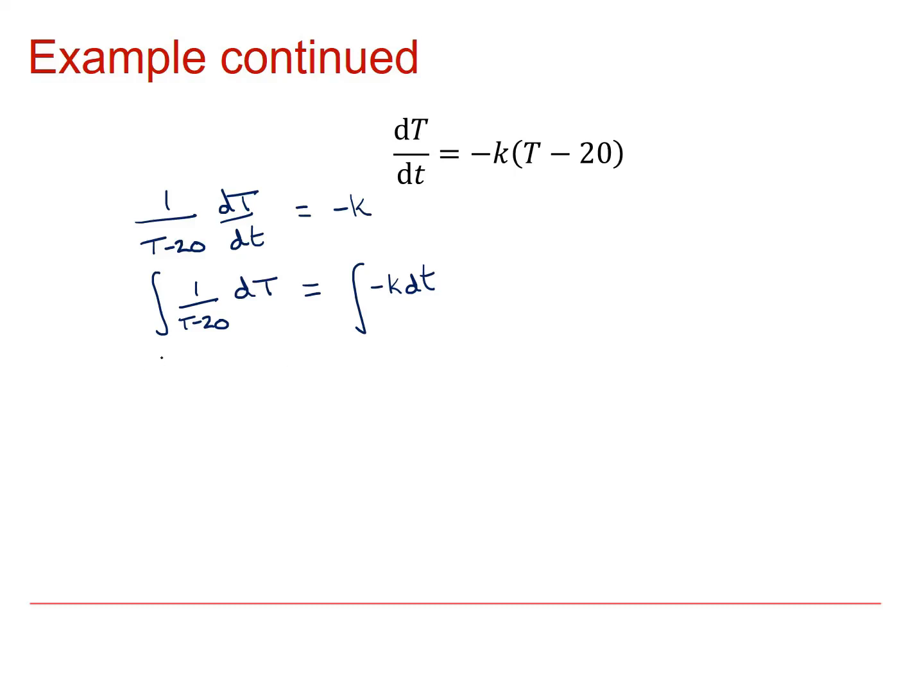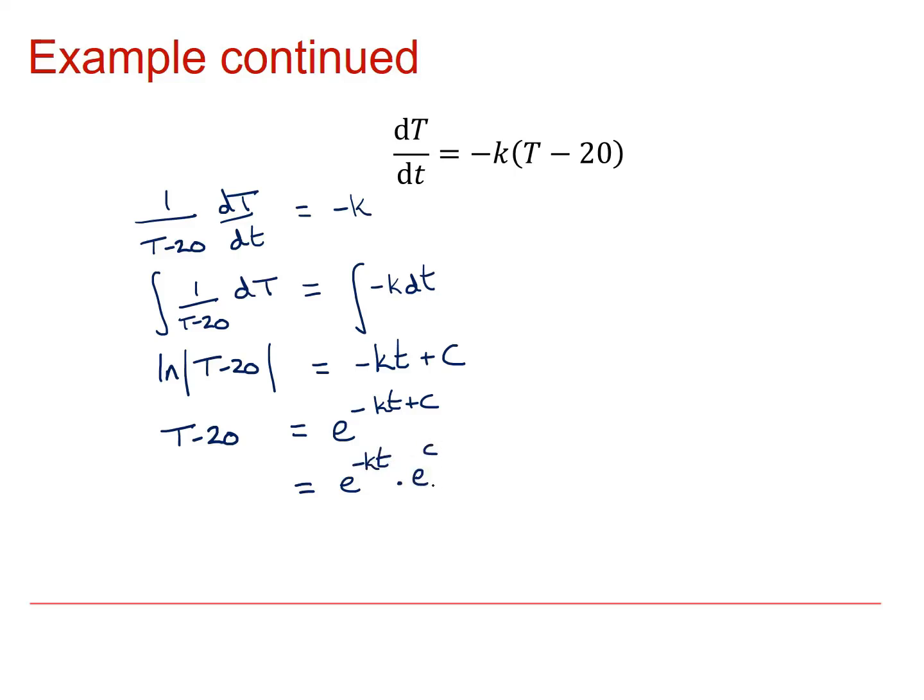So integrating both sides, I get that the log of mod T minus 20 is equal to minus kt plus c. E to the power of both sides, then I'm going to get that T minus 20 is equal to e to the minus kt plus c. And if I just expand this a little bit, that's actually e to the minus kt times e to the c.